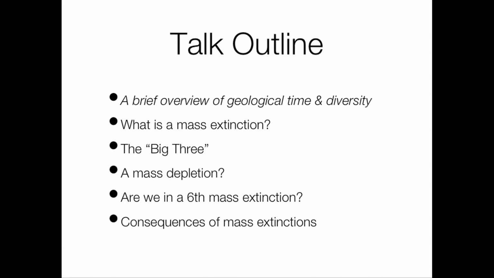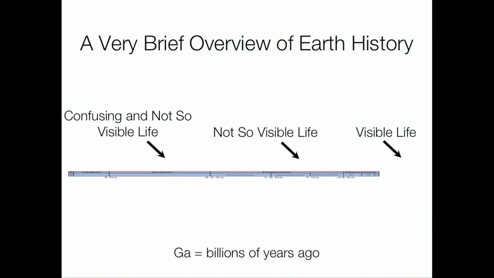So today I'm going to be talking a little bit about geologic time and how we measure the diversity of these fossils through time. And then I'll talk about what mass extinctions are, the three largest mass extinctions. Then I'll talk about something we call a mass depletion, which is the event that I'm working on. I'll talk very briefly about whether or not we are currently in a mass extinction. And then I'll try to end on a more hopeful note, talking about the changes that mass extinctions have had on life through time.